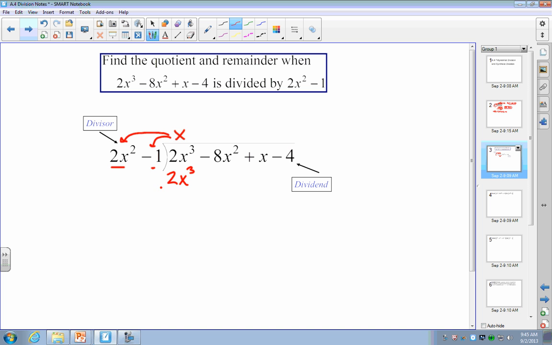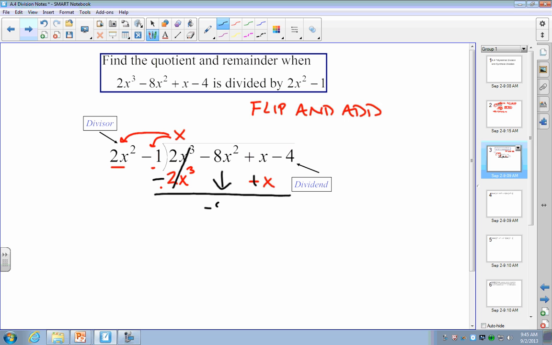So then this gets multiplied both places here and becomes 2x cubed. You want these to match up perfectly because we're going to flip and add. Now, the x also gets multiplied by that negative 1, and that becomes minus x. So it's important that you line it up underneath the x, not the x squared, because all the rules about like terms still apply. So now flip this. Those cancel, which is exactly what we want. This gets dropped down. This comes out to 2x. We might as well go ahead and drop the minus 4 down now as well.